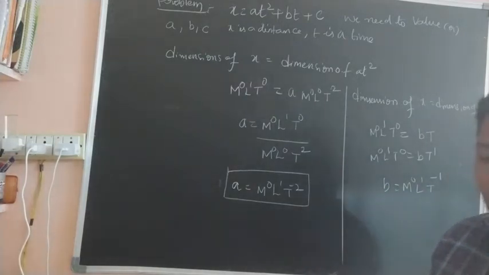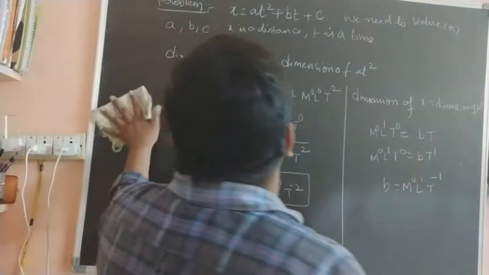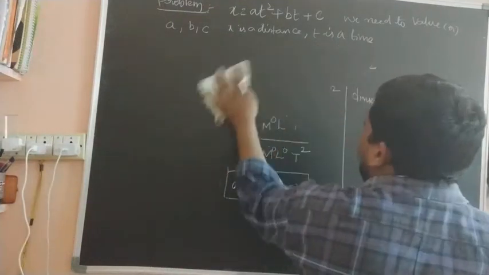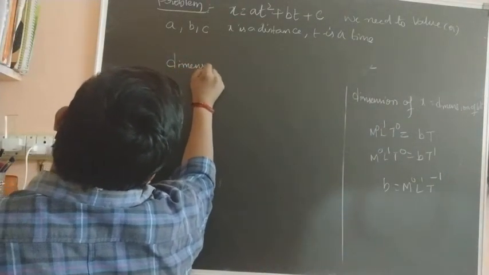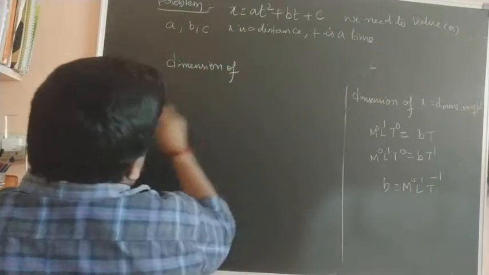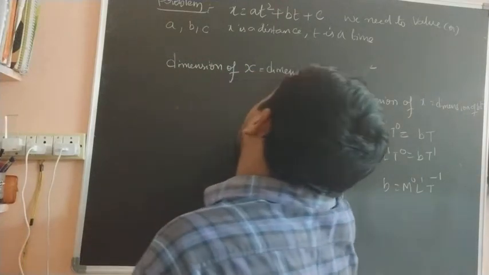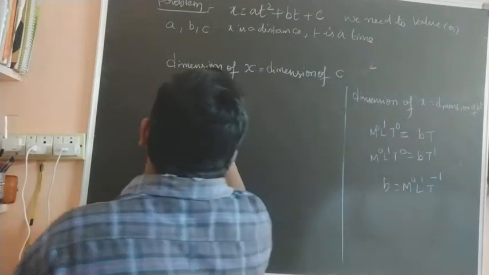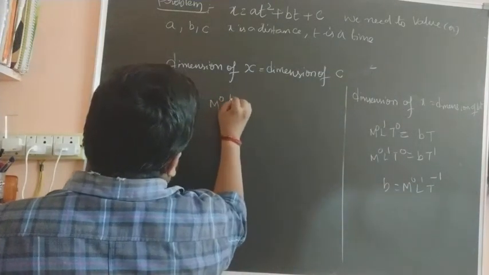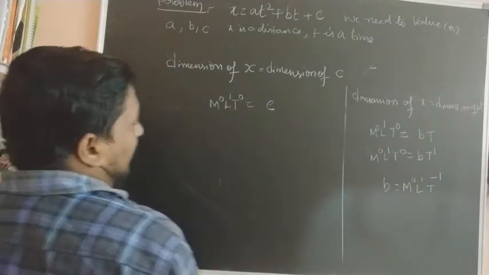In the same manner, you can find the dimension of C. What will be the dimension of C? The same formula we need to apply here. The dimension of x is equal to the dimension of C. What is the dimension of x? m power 0, l power 1, t to the power of 0. We don't know the value of C, so C is equal to m0, l1, t0.